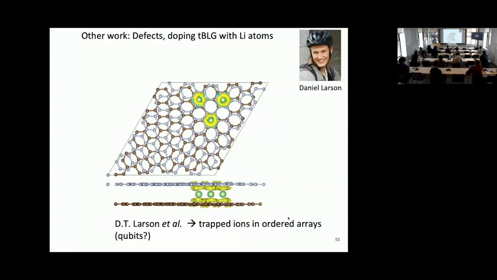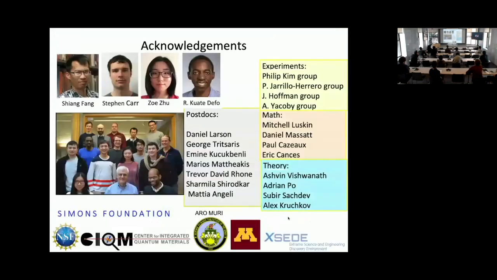So I don't want to go much longer. I just want to give credit to a lot of people who contributed to this. I already had pictures of my students who did most of this work. So Shang Fang, Stephen Carr, Zoe Zhu, and Roderick Quaid-Defoe, they're all postdocs now.